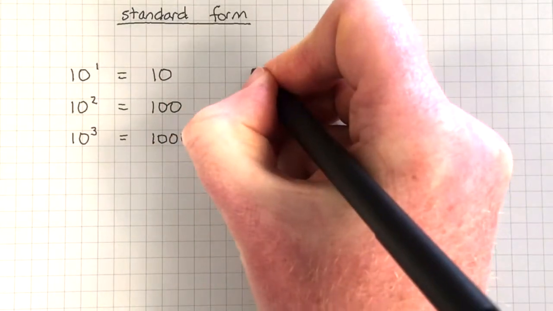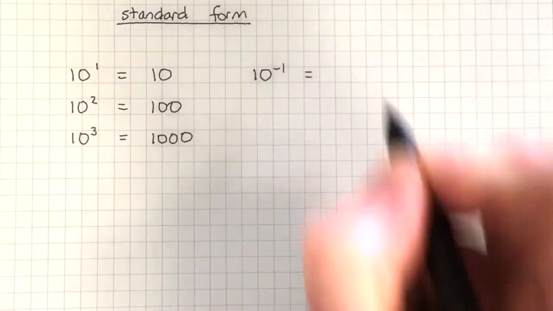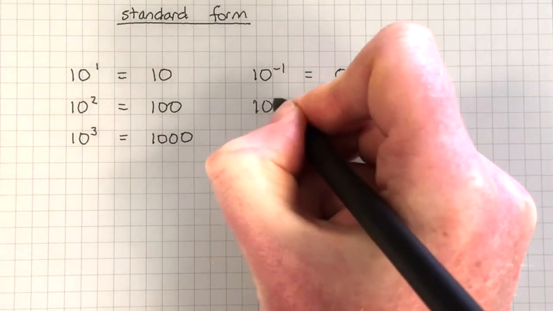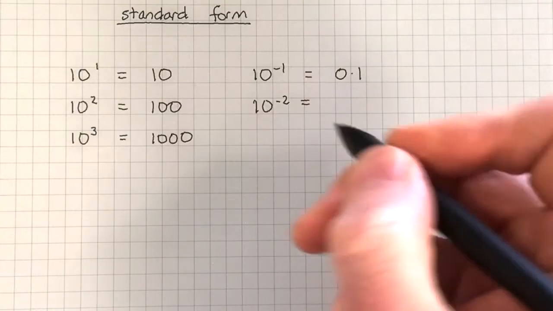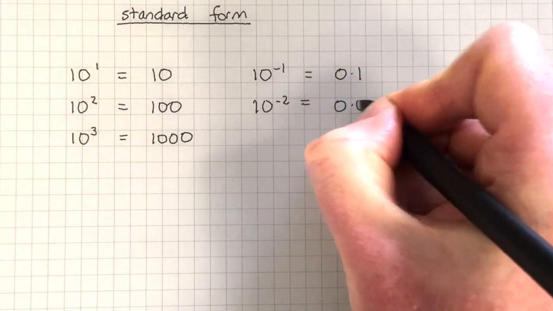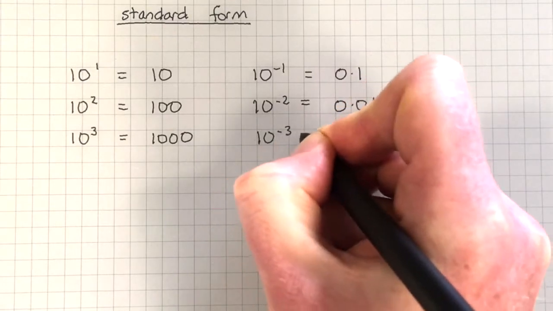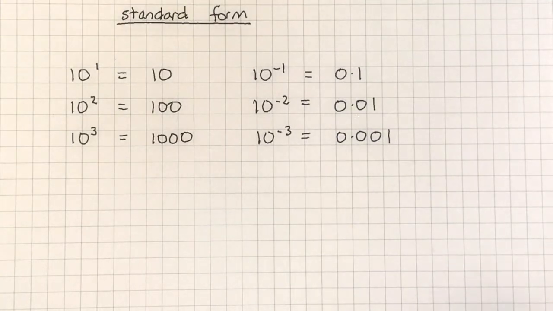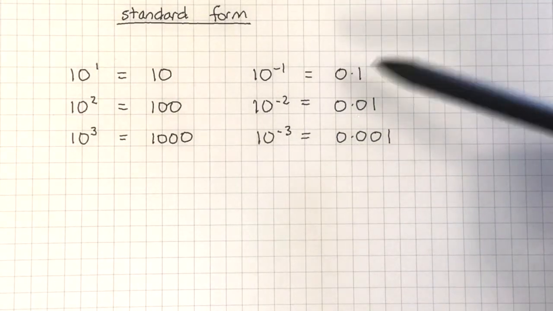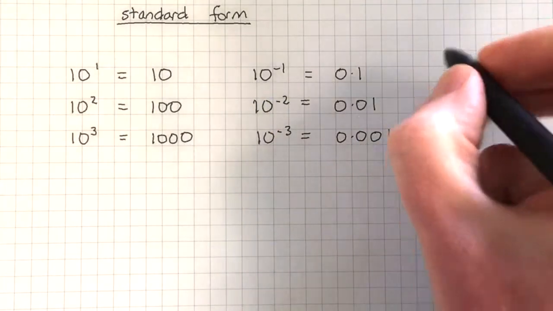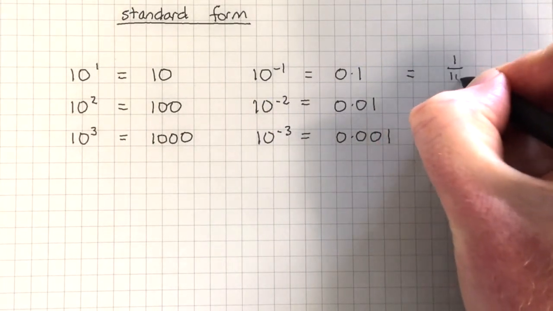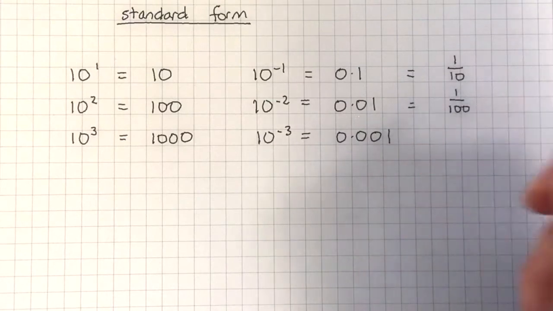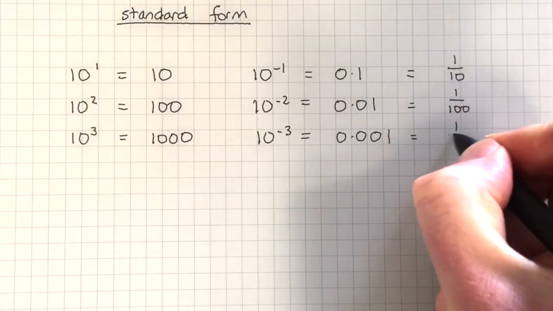But we also know that if I wrote it as 10 to the power minus 1, that would mean divide by 10. So I would get 0.1. If I had 10 to the power minus 2, then I would be dividing by 10 twice. So I'd be getting 0.01. And again, no surprise, if it was 10 to the minus 3, I'd be getting 0.001. But look at this, this is a tenth. Dividing by 10 is a tenth. So I could also express this as a tenth. I could express this as a hundredth. And I could express this as a thousandth.